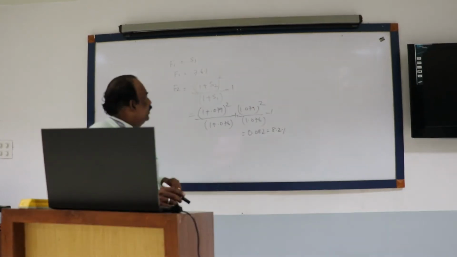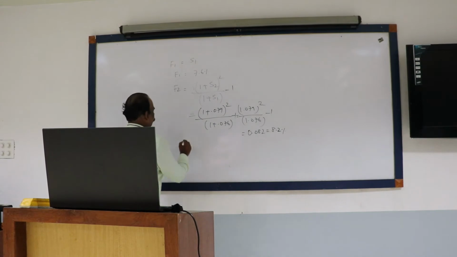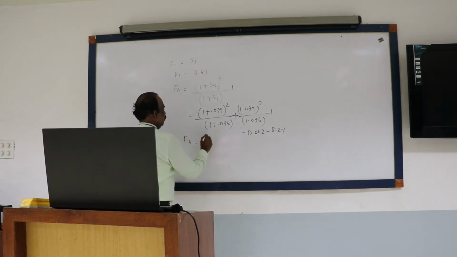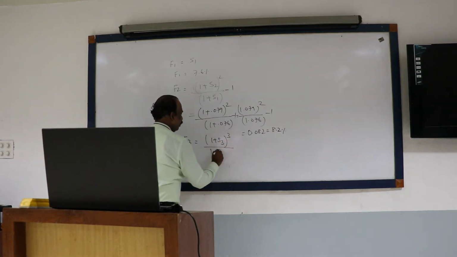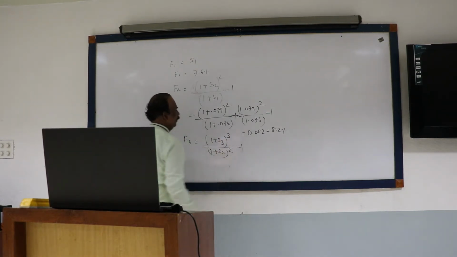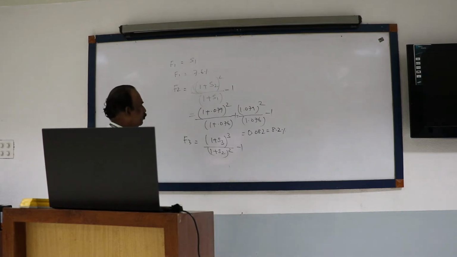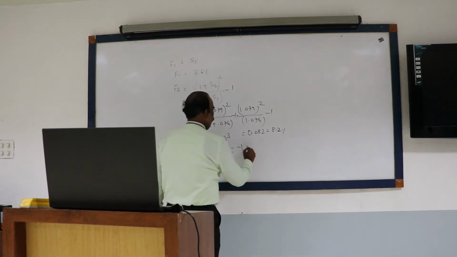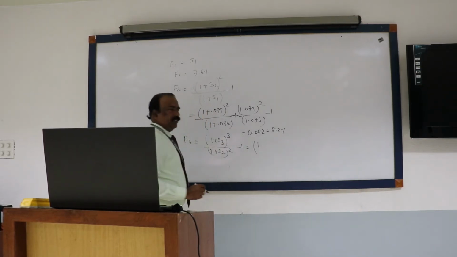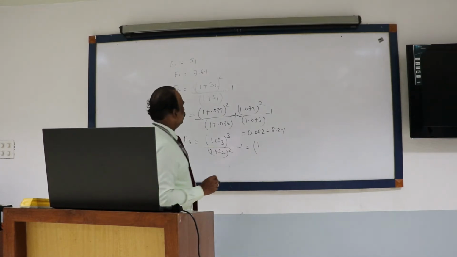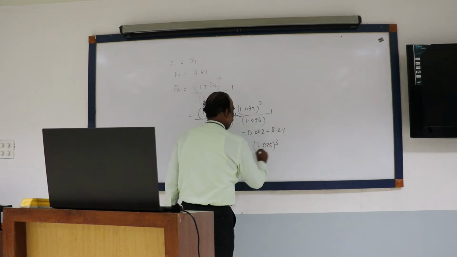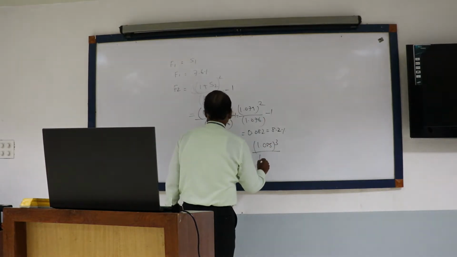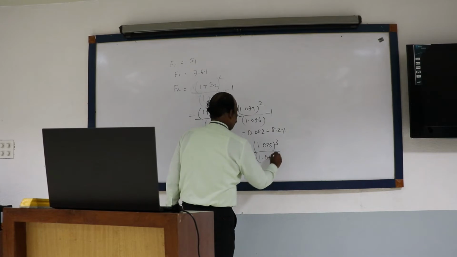Then the third year forward rate is F3. F3 is (1 plus S3) power 3 whole divided by (1 plus S2) power 2, minus 1. So that will be 1.085 power 3 whole divided by 1.079 power 2 minus 1.